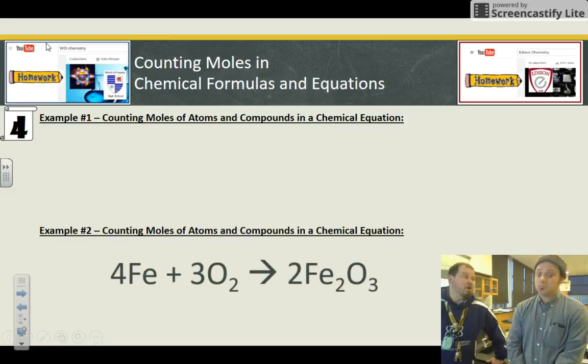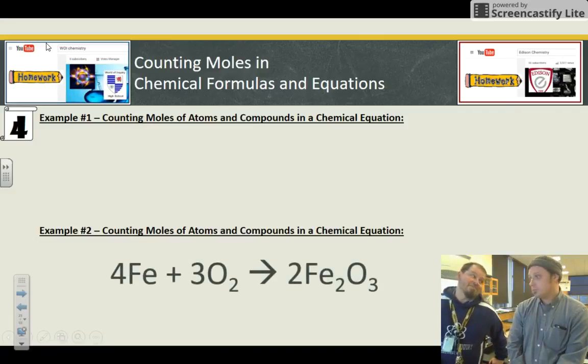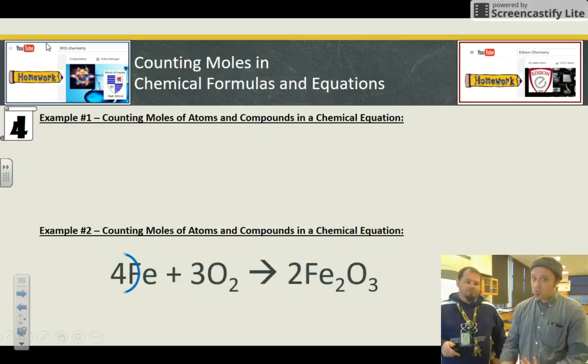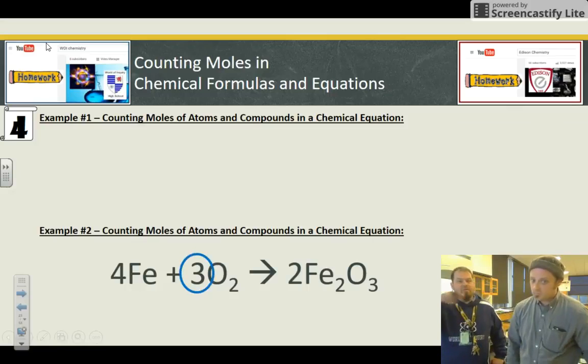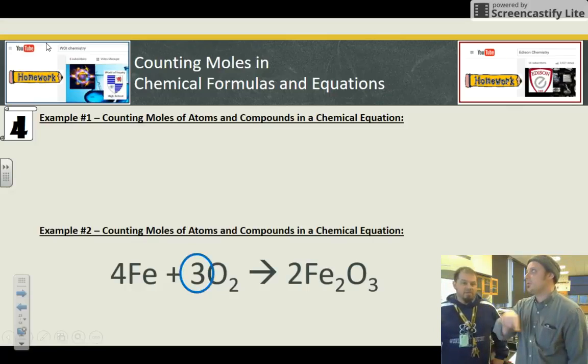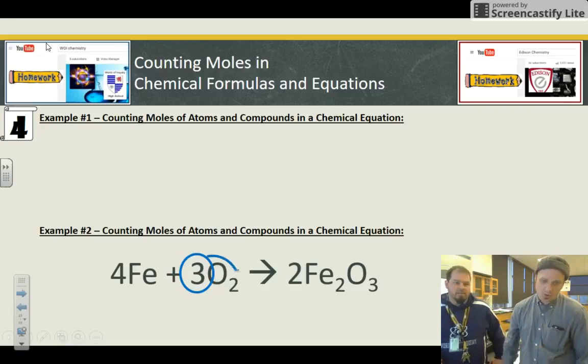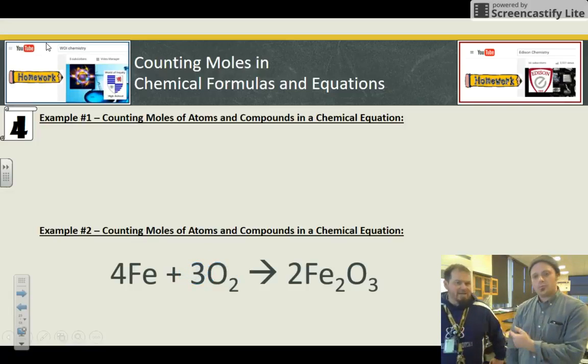So now let's see if we can talk our way through this one, because this one isn't necessarily animated. Okay, I see the simplest, easy one. There's 4 moles of iron, 4 Fe's. And I see 3 in front of oxygen, but I have to relate that to the 2. Distribute it, right, 3 times 2, there's 6 moles of oxygen. So make sure you write that, even though we're not saying it.